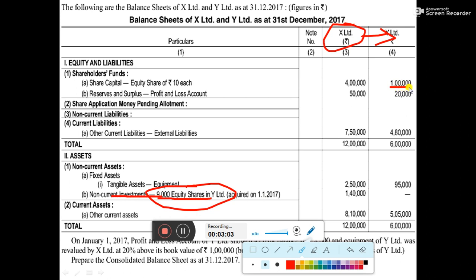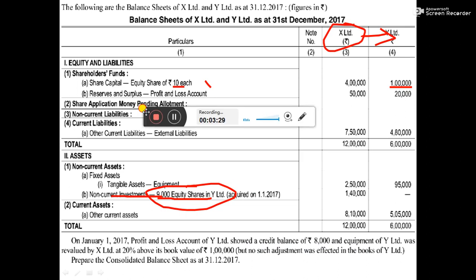Total shares Y Limited is having, if you see this carefully, are 10,000 shares, that is 1 lakh divided by 10 rupees. Out of these 10,000 shares, 9,000 have been taken by X Limited. So in short, X Limited is holding Y Limited. Once you identify the holding company and subsidiary company, you have to see the different types of adjustment or additional information which is given. On 1st January 2017, the profit and loss account of Y Limited shows a credit balance of 8,000. This is required for calculating the goodwill or capital reserve.